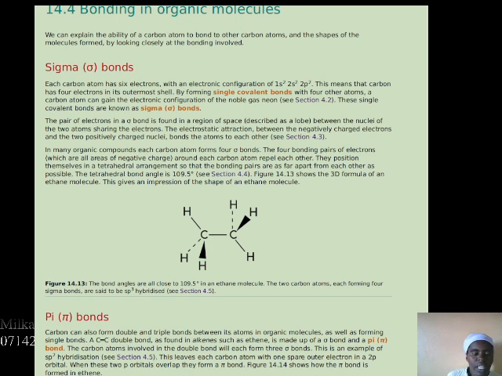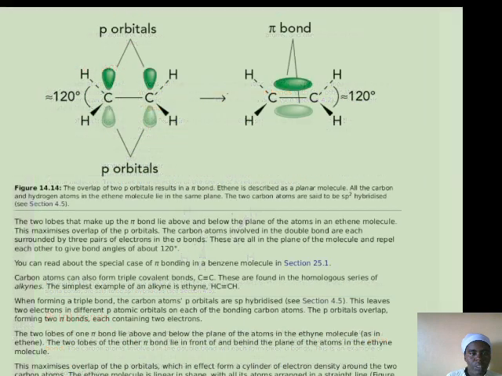Then for the pi bond, they are simply double bonds. That is the double bond between a carbon and a carbon atom. For example, in ethene, which is an alkene. So the carbon atoms that are involved in this double bond are sp2 hybridized, and each carbon atom has one spare outer electron in the 2p orbital, and when these 2p orbitals overlap, then they form a pi bond, or they form a double bond.